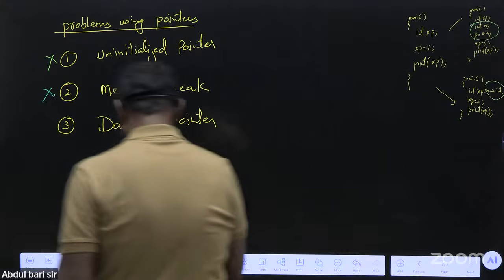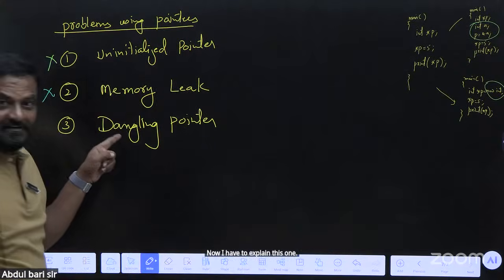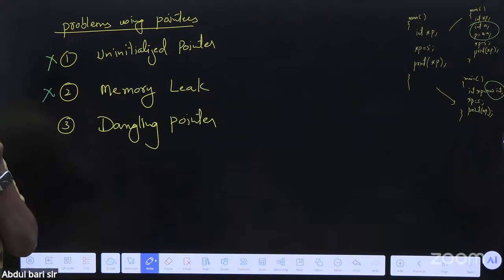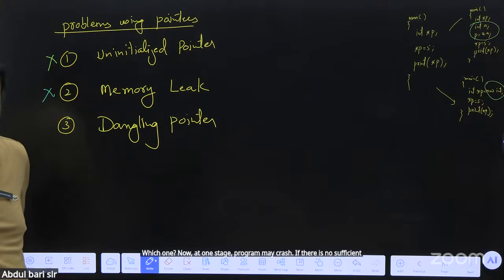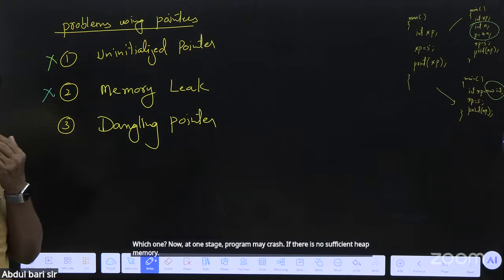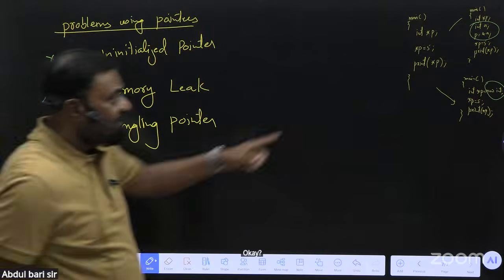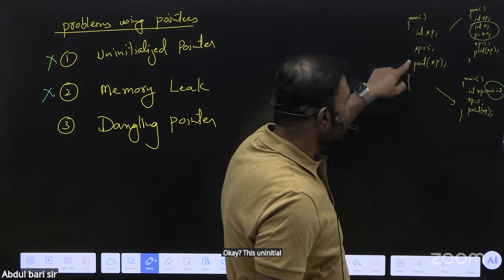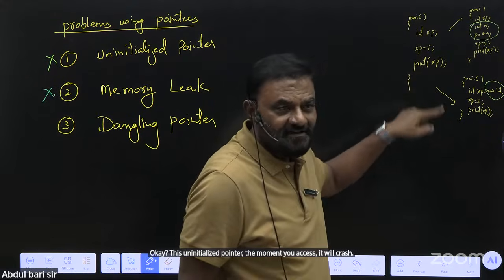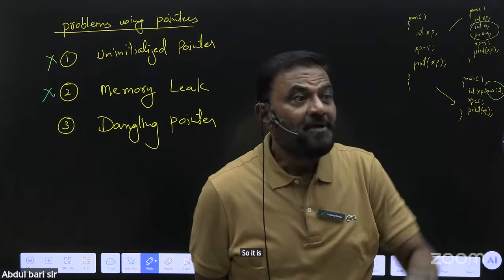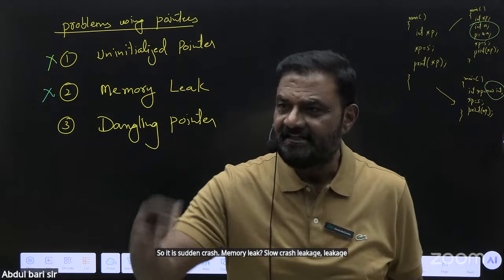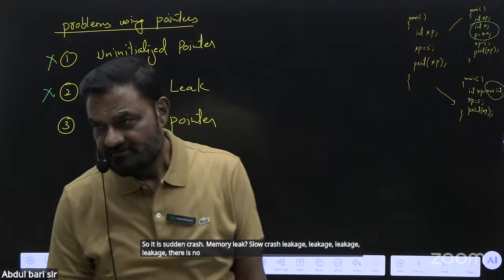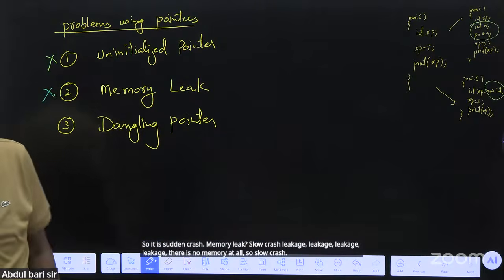Now I have to explain this one. At one stage the program may crash if there is no sufficient heap memory. With an uninitialized pointer, the moment you access it, it will crash. So it is a sudden crash. Memory leak is a slow crash. Leakage, leakage, leakage, and there is no memory at all. So, a slow crash.